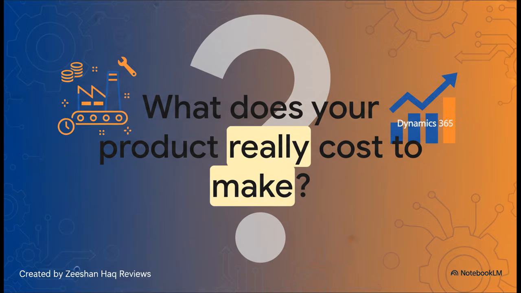I mean, this is the big one, isn't it? The fundamental question. And it's not just about the raw materials, right? It's about labor, machine time, overhead. It's about everything. If you get this number wrong, you're just guessing on your pricing. You're probably sacrificing profit, and you're definitely losing efficiency. And that's exactly the problem Dynamics 365 is built to solve.